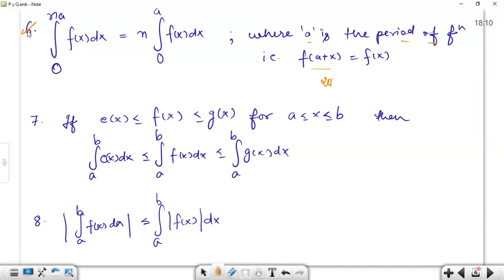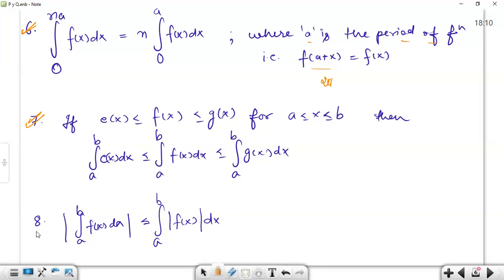Yes, sir. Keep on responding. Seventh property is simple: there are three functions, e of x, f of x, g of x. If they are in this condition for x belonging between a and b, including a and b as well, then the definite integration of them on the same limits will be in the same given condition. Is this clear? These are just functions whose definite integration will follow the same inequality condition. Now it's clear. Any doubts? No, sir.